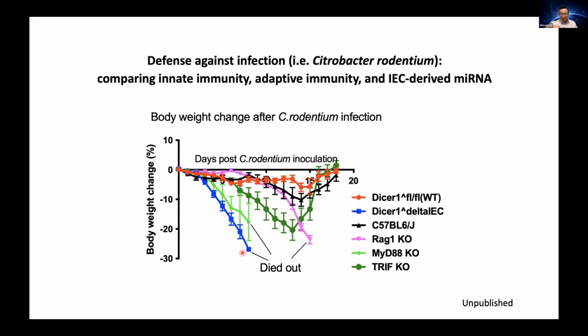We found the Dicer epithelial cell knockout mice is the first one, the most severe one, because they really died out before like 10 days after infection. And the other mice, the Myd88 knockout mice, is secondarily severe. The Rag1 knockout mice is less severe, and the other mice can totally recover after a while.